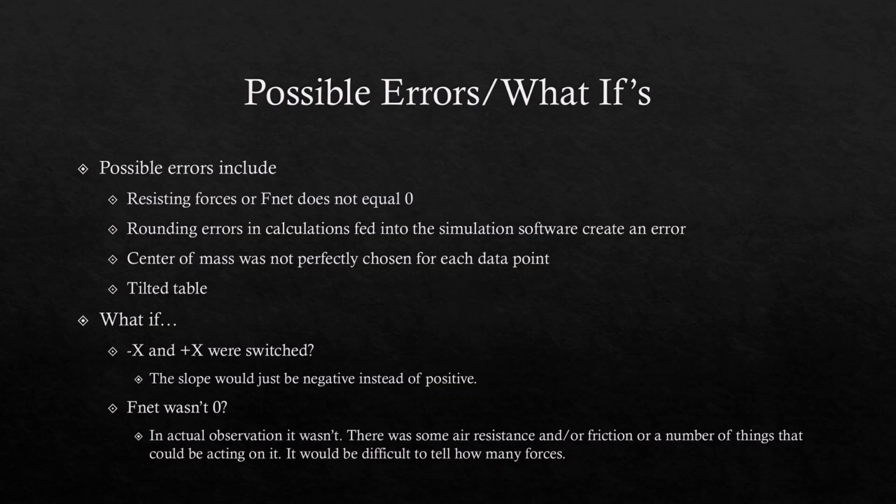And if our fnet wasn't 0, in actual observation, it really wasn't, as can be seen of it accelerating and decelerating. There was some air resistance and friction causing it to slow down, plus the force of gravity shifting the car downhill.